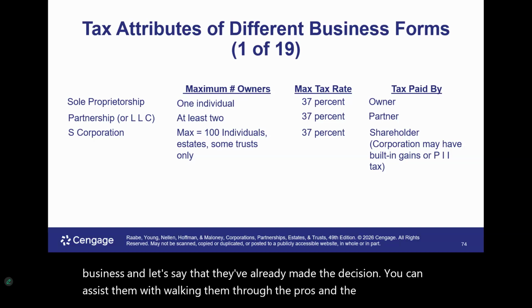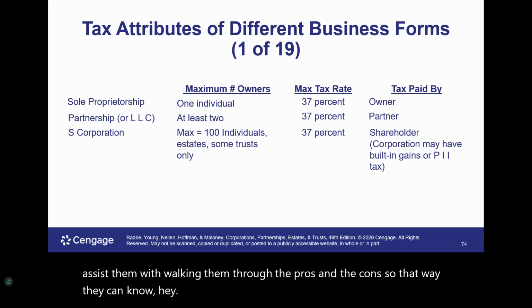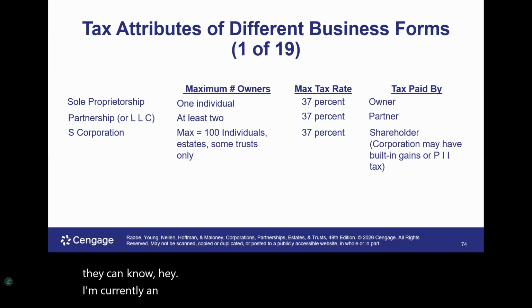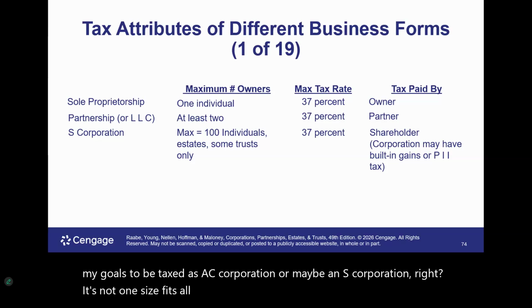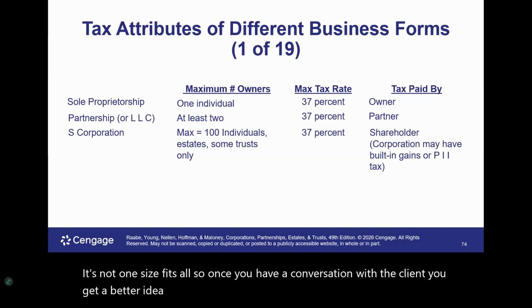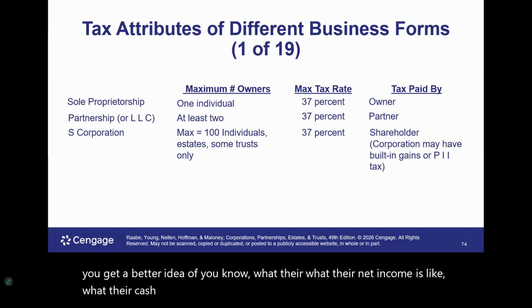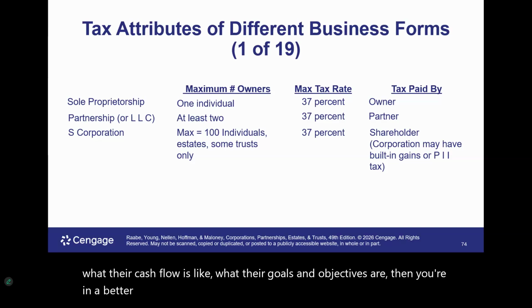So that way they can know, hey, I'm currently an LLC, but it'll make more sense based on my situation and my goals to be taxed as a C corporation or maybe an S corporation, right? It's not one size fits all. So once you have a conversation with the client, you get a better idea of what their net income is like, what their cash flow is like, what their goals and objectives are. Then you're in a better position to essentially advise them.